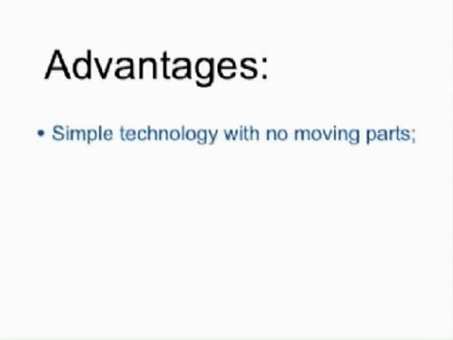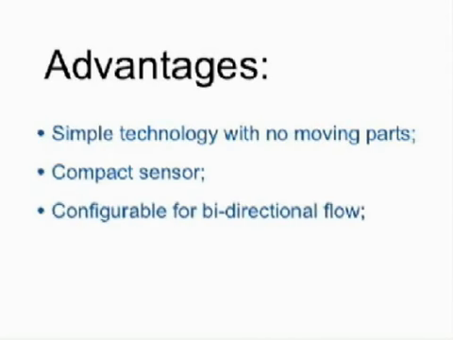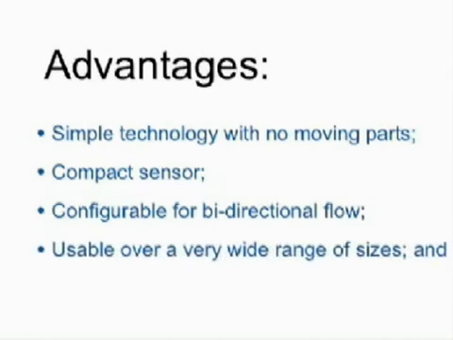It's a simple technology with no moving parts. The flow measuring sensor can be very compact. Depending on the configuration of your pressure sensor, you can set it up for bidirectional flow. The approach is scalable over a very wide range of sizes, and it's relatively inexpensive.